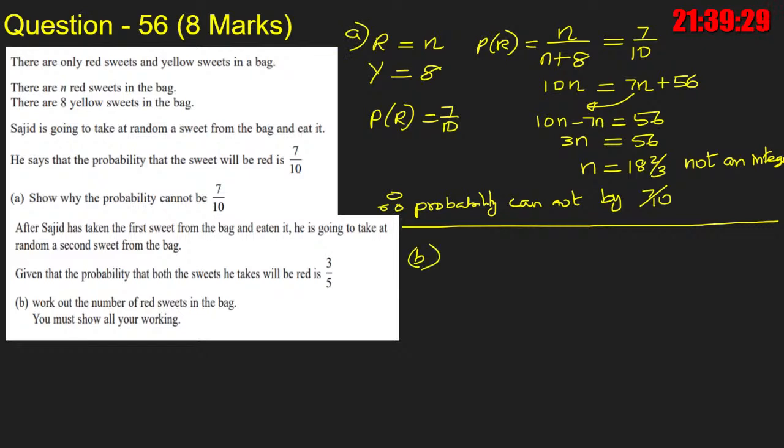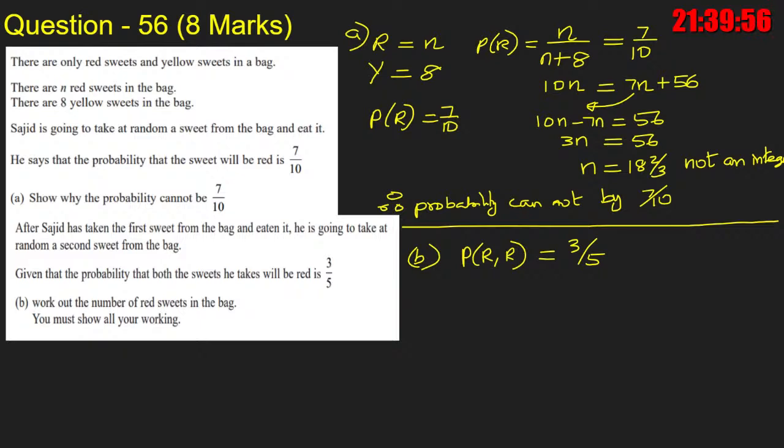After Sajid has taken the first sweet from the bag and eaten it, he is going to take at random a second sweet from the bag. Given that the probability that both the sweets he takes are red is 3/5, work out the number of red sweets in the bag. You must show all the working out.